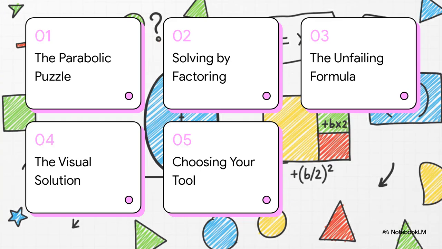Okay, so here's our game plan. First, we're going to understand the puzzle itself, this thing called the parabola. Then, we'll build a toolkit with 3 really powerful methods to solve it: the elegant art of factoring, the unstoppable power of the quadratic formula, and the sheer clarity of a visual, graphical solution. And then, at the end, we'll learn how to choose the right tool for any job.